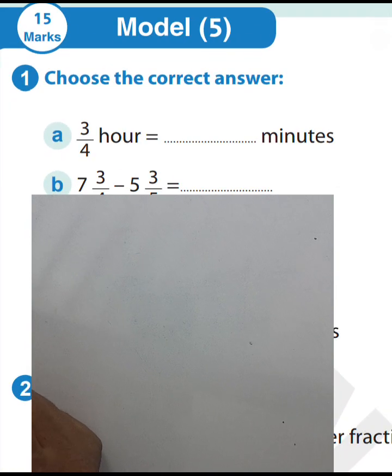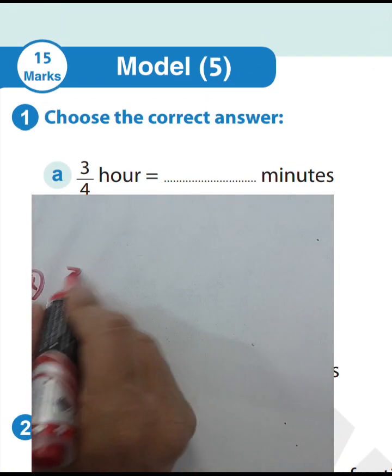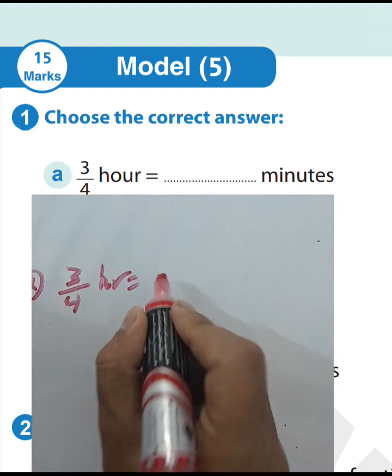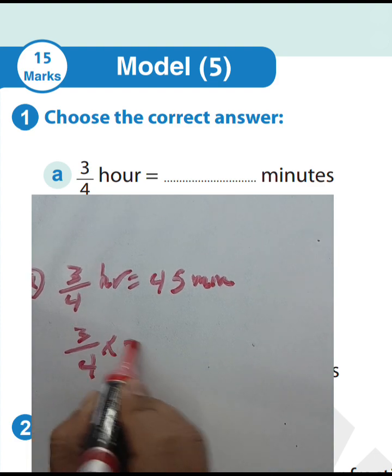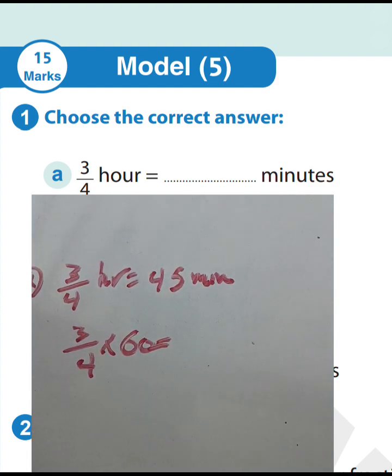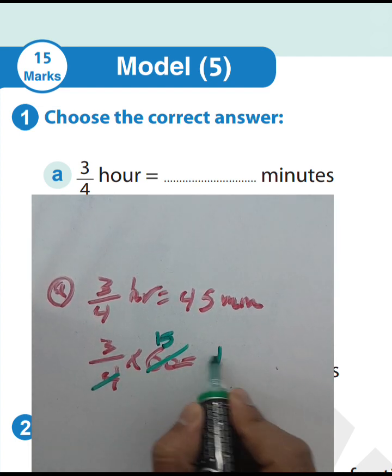Model number 5, question letter A. 3/4 hour equals space minutes. 3/4 hour equals 45 minutes. We can convert it by multiplying by 60, because 1 hour equals 60 minutes, and 3/4 times 60, 60 divided by 4 equals 15. 15 times 3 equals 45.